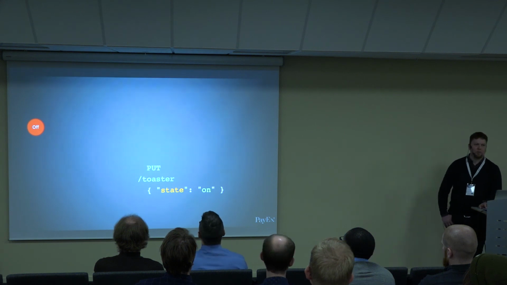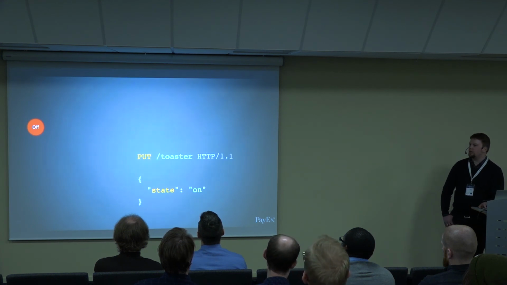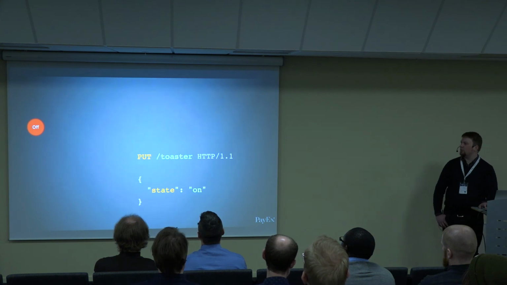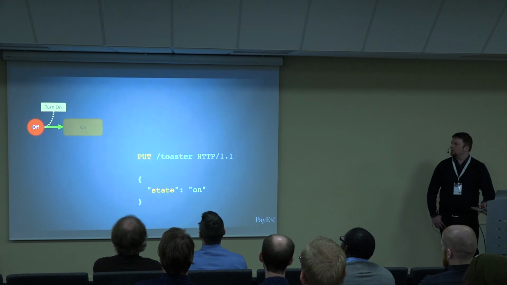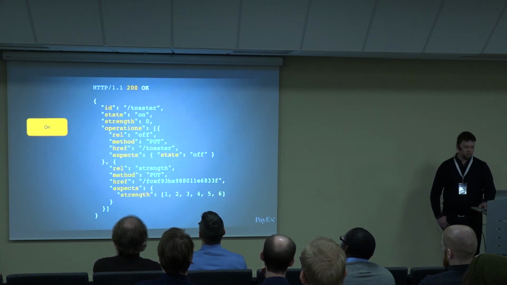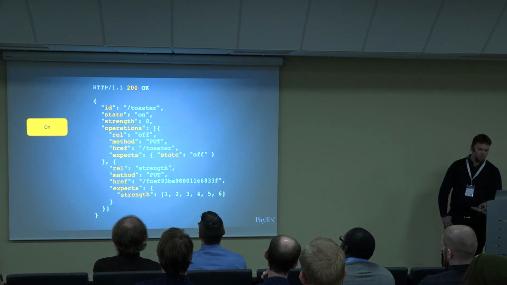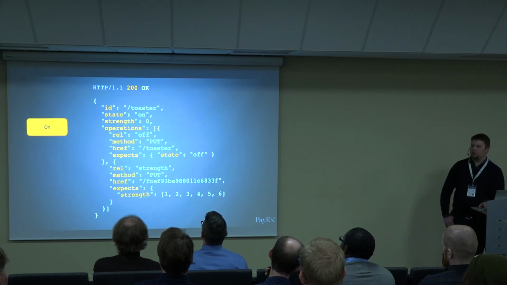So if we break that operation down a bit and reformat it, it suddenly looks like an HTTP request. So let's try to apply that HTTP request. Yay, our toaster is on. And we now see that we have two operations. We can turn it off, or we can adjust its strength.